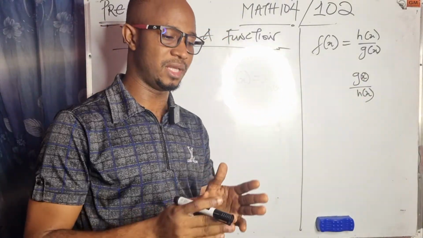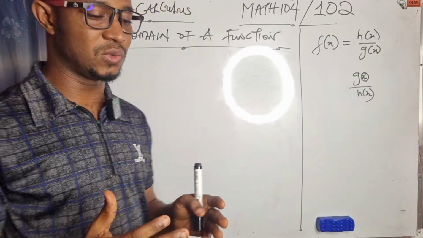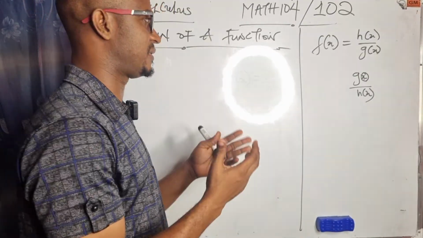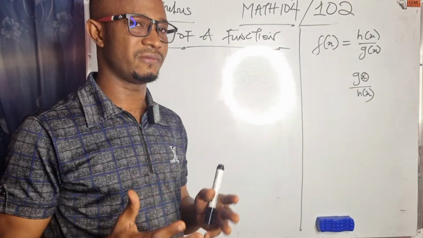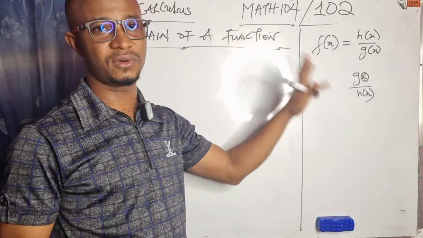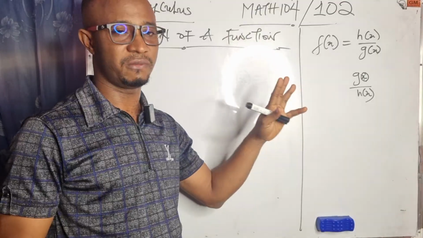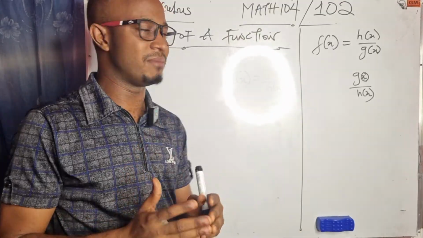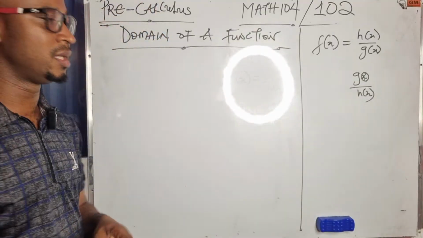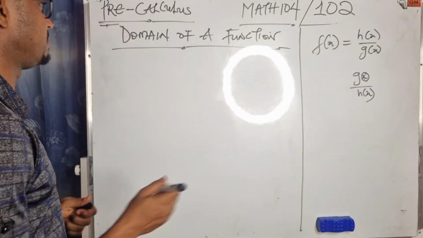We can be asked to find the domain. When you hear the word domain, it means what are the permissible values of x that can define this function. Not all values of x can define a function. Now you understand what I mean by the word domain. So when you hear the word domain, it simply means x.